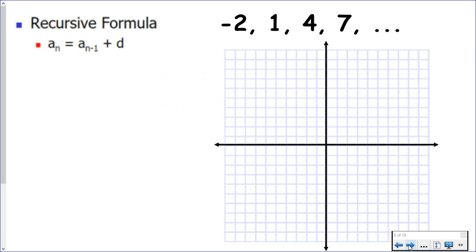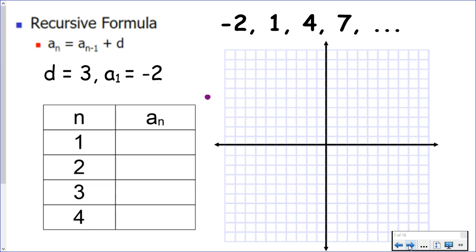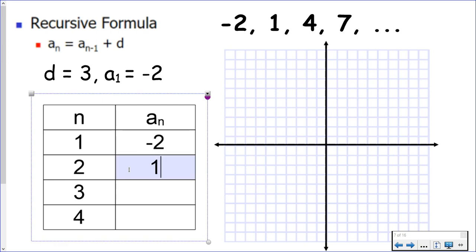Here's an example. So we have the sequence -2, 1, 4, and 7, and we also have the recursive formula. So in this case, our difference is 3. We can clearly see from -2 to 1, we are increasing by 3. And we also know what that initial value is. a sub 1 is -2. So our first term, the value of that is -2. For the second term, the value is 1. For the third term, that value is 4. And then the fourth term, the value is 7.